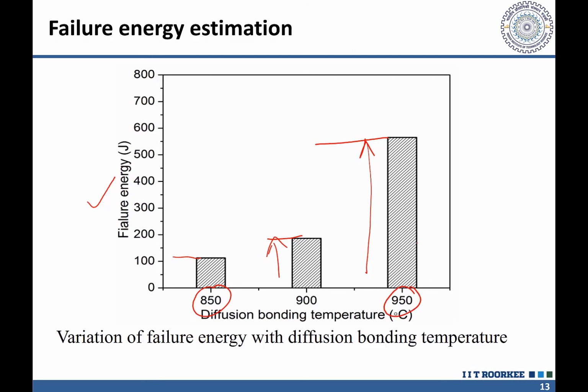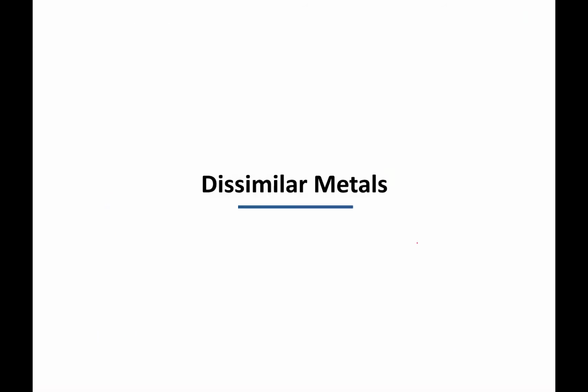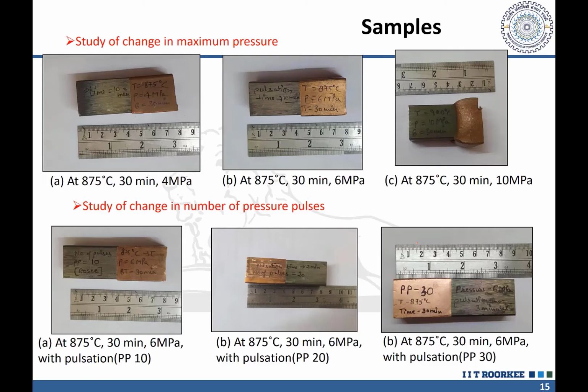So the failure energy requirement, the energy to cause the failure under the tensile loading, also improves significantly with the increase of the bonding temperature. We will take up the case of the dissimilar metal, where one austenitic stainless steel is being joined with the copper metal. So here, let's say these are the different samples developed using different sets of temperatures.